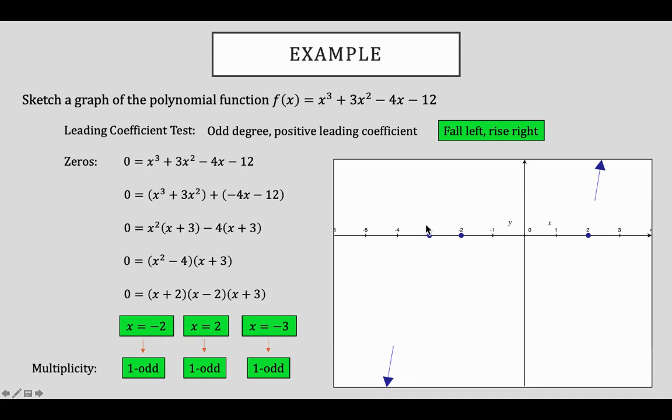And what has to happen at our zeros? Well, we said each one has an odd multiplicity of 1. That means it's just going to go straight through at that x-intercept. So that means I have to come from down here, go up and straight through that first one. And then I would have to come down and straight through my second zero, which would then require me to come up and straight through my third zero at x equals 2. All right, so we can play connect the dots now to finish off our sketch of our graph. There we have the graph of f of x equals x cubed plus 3x squared minus 4x minus 12.